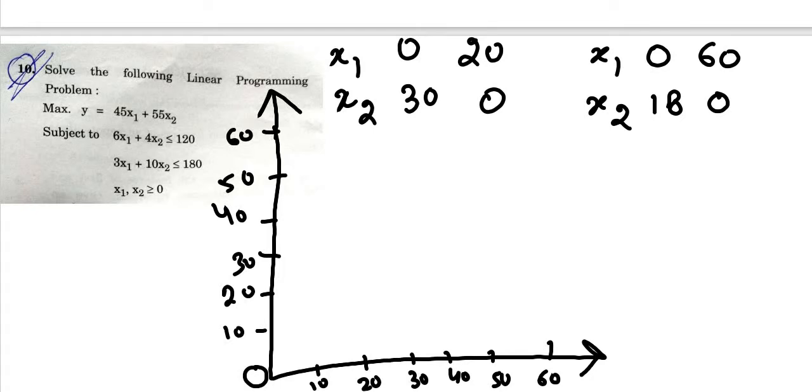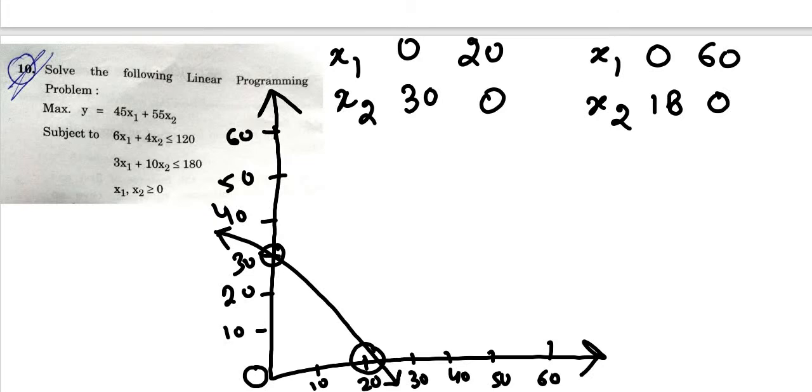Now we have to plot the points. x2 equals 30 and x1 equals 20. Here x1 and here x2. So we'll join these two points with a line. That shifted a bit, you can correct it.